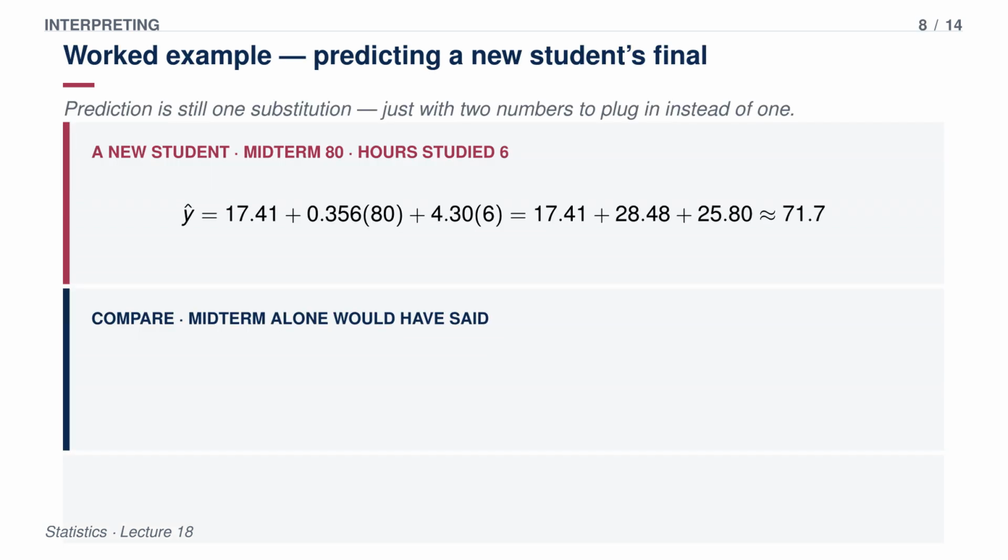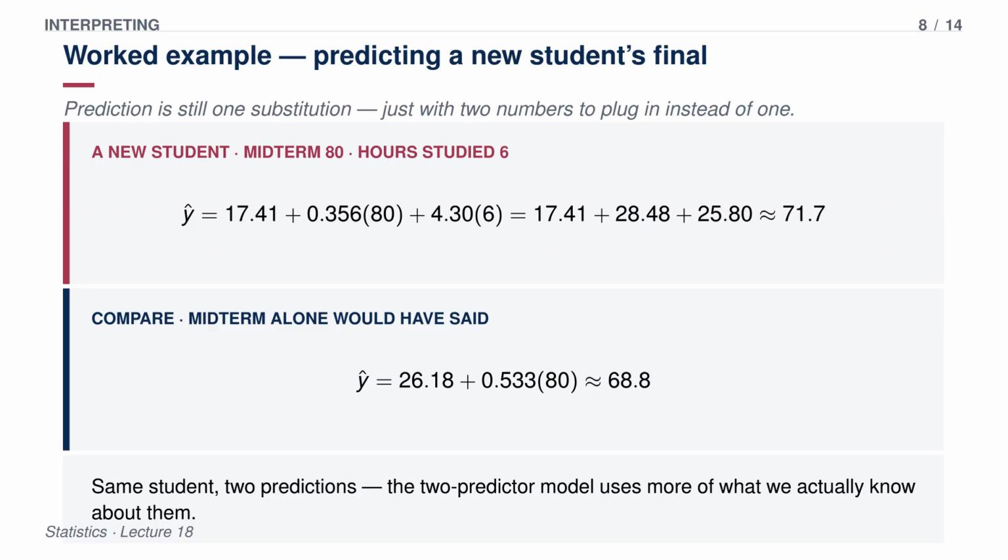Let's use it. A new student, midterm 80, 6 hours studied a week. Plug into the 2 predictor model. 17.41 plus 0.356 times 80 plus 4.3 times 6. Work it through and you land around 71.7. Compare. If you'd only known the midterm score, the 1 predictor model would have guessed around 68.8 for that same student. Same student, 2 different guesses, because one model simply knows more about them than the other does.